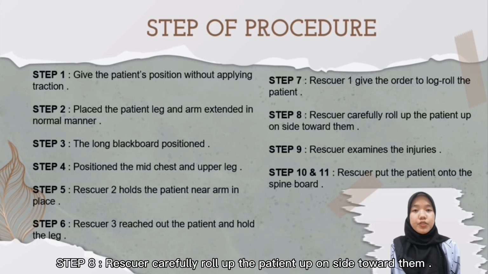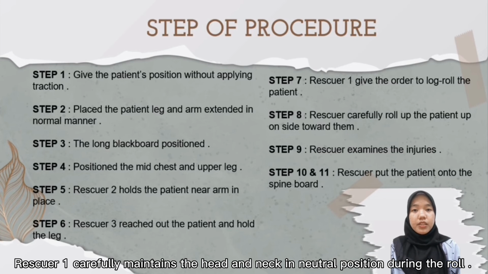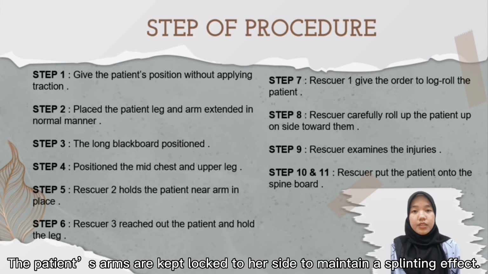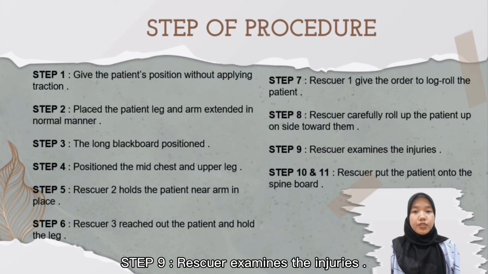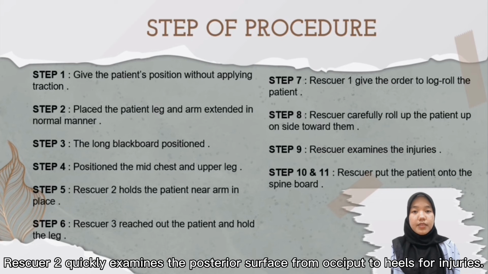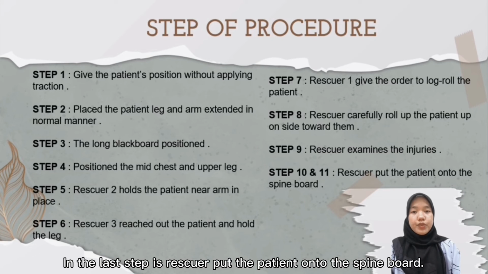Step 8. Rescuers carefully roll the patient up on their side toward them. Rescuer 1 carefully maintains the head and neck in a neutral position during the roll. The patient's arms are kept locked to the side to maintain a splinting effect. Step 9. Rescuer 2 quickly examines the posterior surface from head to heels for injury. And the last step is that rescuers put the patient onto the spine board.